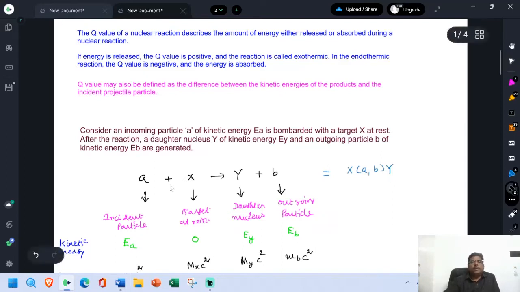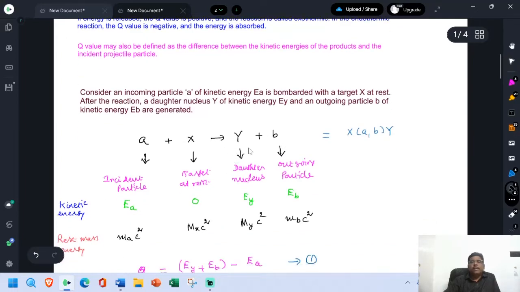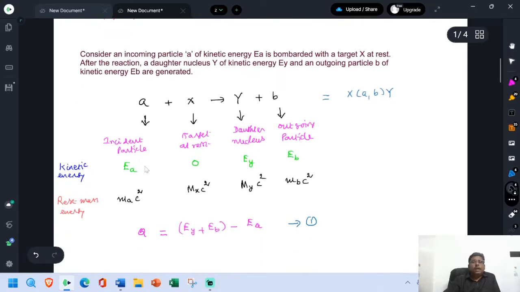particle. Here is a nuclear reaction. X is the target at rest, A is the incoming particle. The daughter nucleus Y and an outgoing particle B are produced during this nuclear reaction. The entire reaction is provided in this form. Here, EA is the kinetic energy of the incoming particle. The target is at rest, therefore the kinetic energy of the target is 0. EY is the kinetic energy of the daughter nucleus, and EB is the kinetic energy of the outgoing particle.